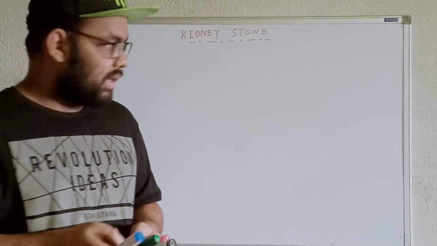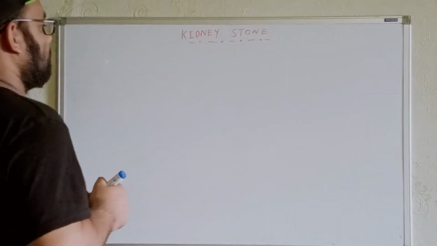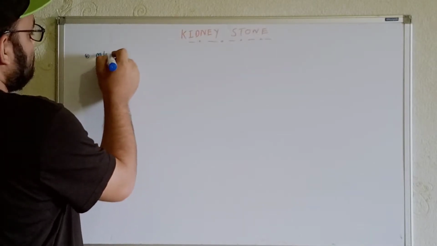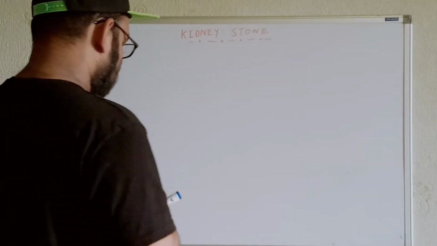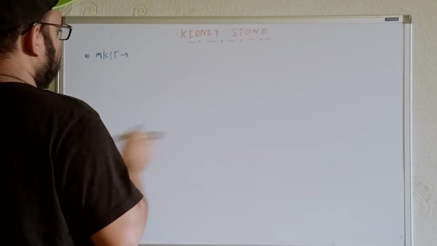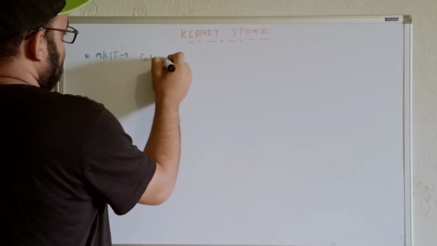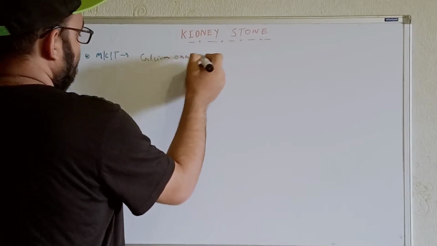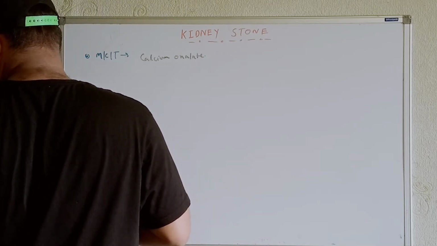So before the renal stones in detail, let's know about the types of renal stones. Now, the most common type of the renal stone, what is that? Calcium oxalate. Okay, that's the calcium oxalate. What's the reason for it? Okay, let's see this one.